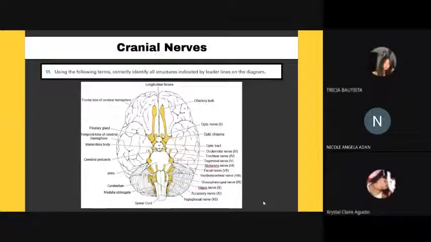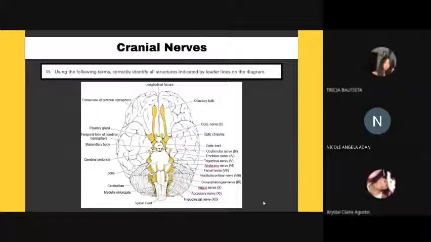So these nerves or parts of the brain have designated functions and specific Roman numerals that are used to describe and reflect their location.